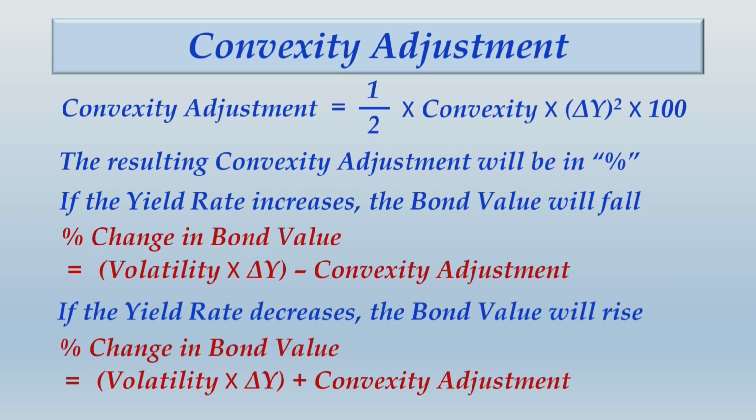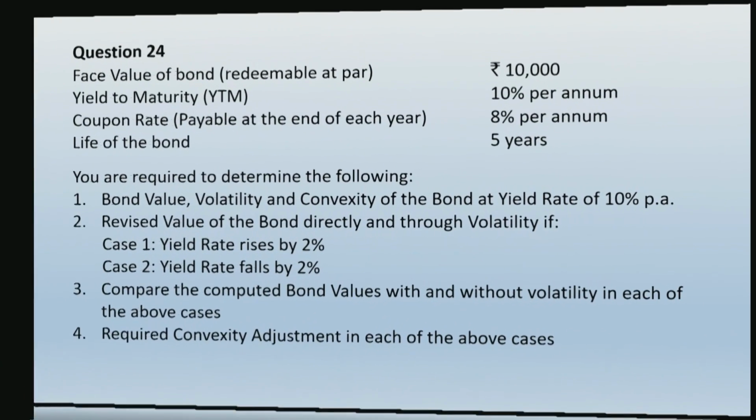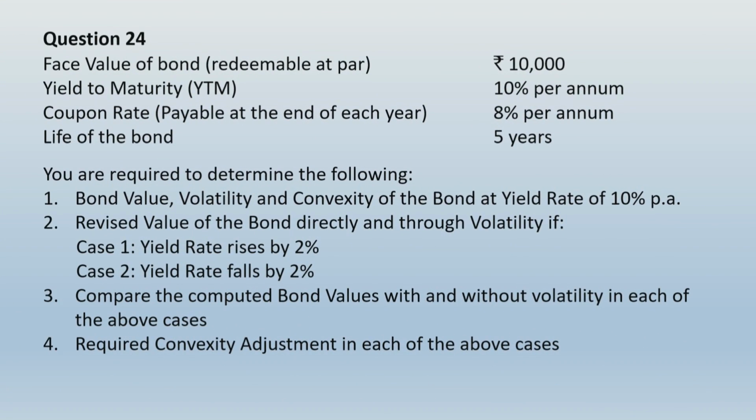Alright friends, now what we do is to understand the convexity adjustment, that is the entire application of convexity, let us take a nice calculative example given in question number 24. Let us read this question. Face value of the bond which is redeemable at par is given as 10,000. Yield to maturity of the bond is 10% per annum. Coupon rate payable at the end of each year is given as 8% per annum. Life of the bond is given as 5 years.